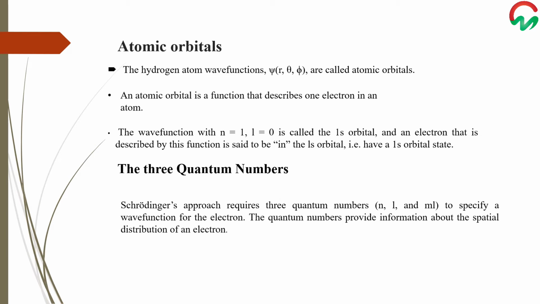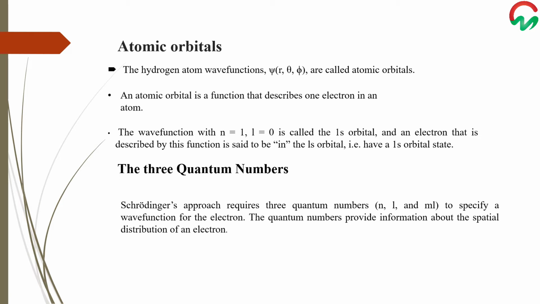Students, the hydrogen atom wave functions psi(r, theta, phi) are called atomic orbitals, and you know that an atomic orbital is a function that describes one electron in any atom. The wave function with n equals 1, l equals 0 is called the 1s orbital, and an electron that is described by this function is said to be in the 1s orbital and has a 1s orbital state.